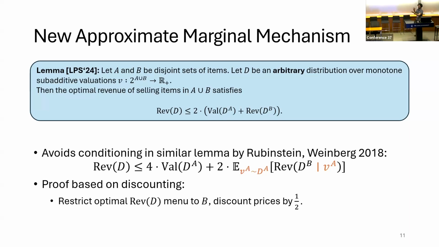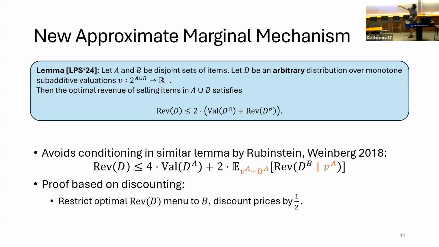It seems rather uncomplicated, but its value can be seen if we compare it to a similar lemma by Rubinstein and Weinberg, which also gives us that the revenue of our joint set is bounded by the value of set A. But we also have the revenue of set B conditioned on the valuation function on A. And this is the conditioning that I was mentioning earlier that causes us to lose an e to the order delta factor if we just use this lemma out of the box for our purposes.